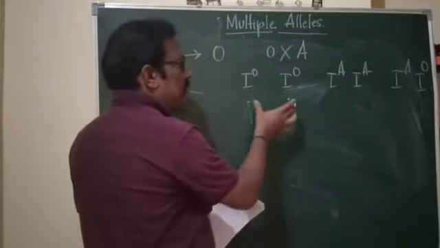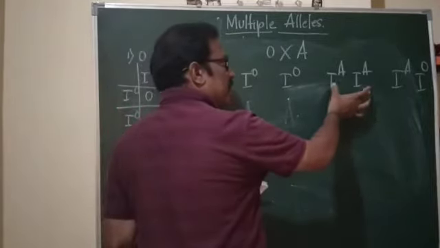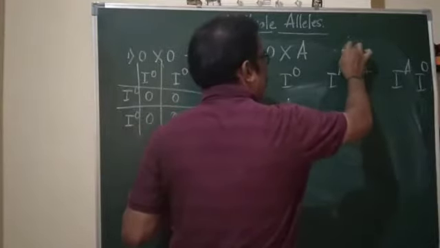If one of the parents' blood group is O, and another parent's blood group is A, which is homozygous, then the blood group is A only.